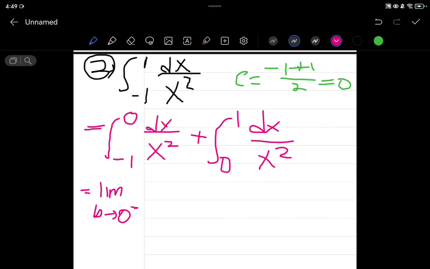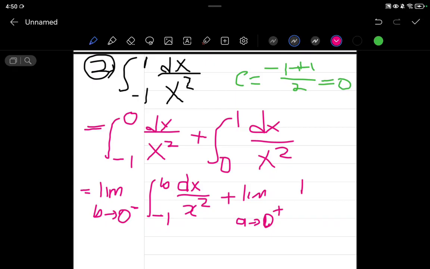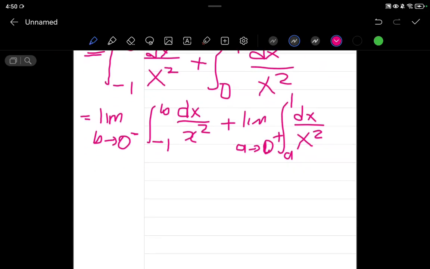And then the limit as b approaches 0 from the left of the integral from -1 to b of dx over x squared, plus the limit as a approaches 0 from the right of the integral from a to 1 of dx over x squared. You see, I chose different variables, right? So I would have to integrate these individually.